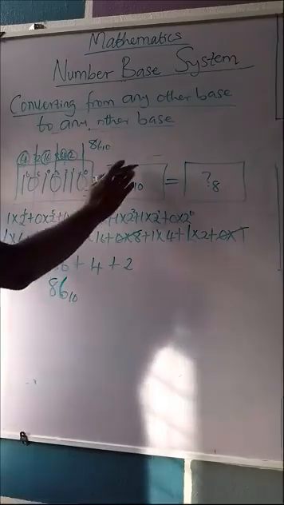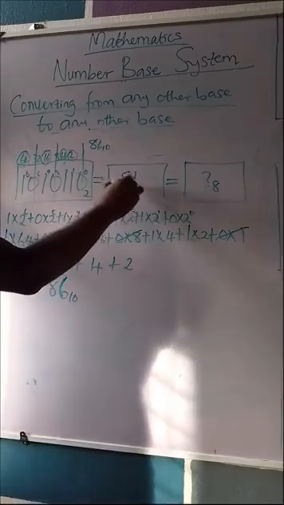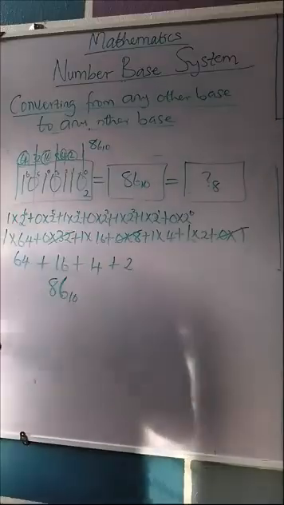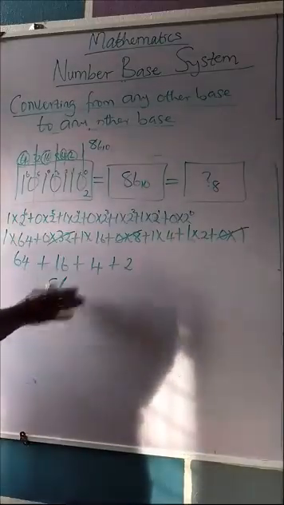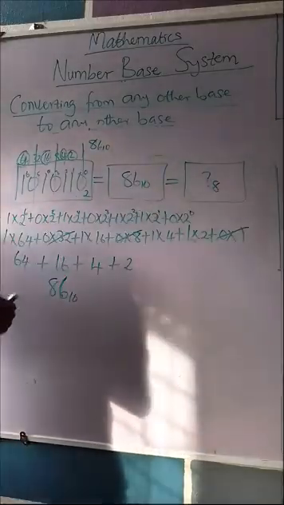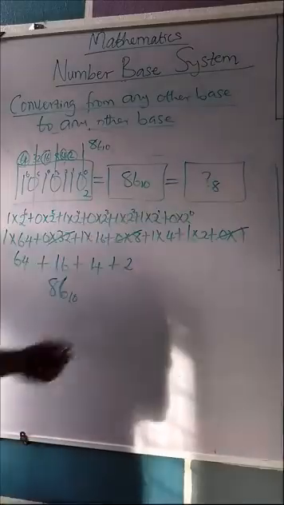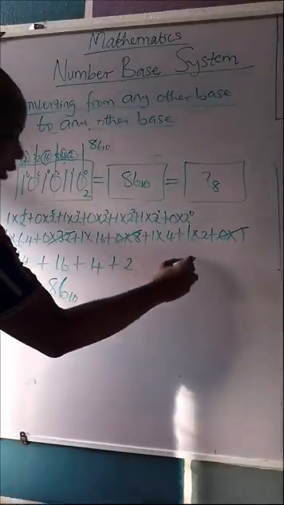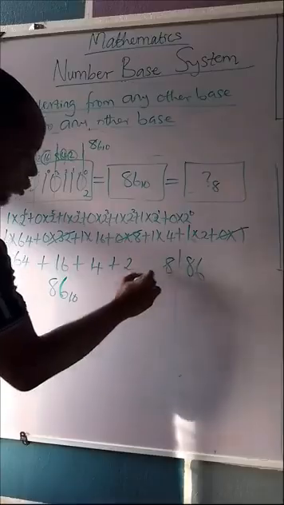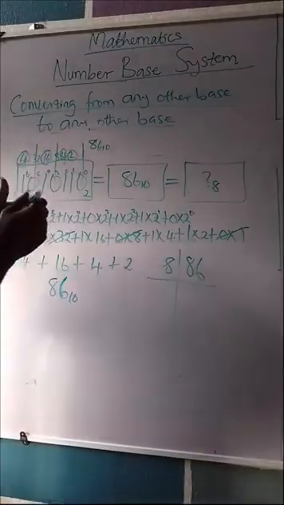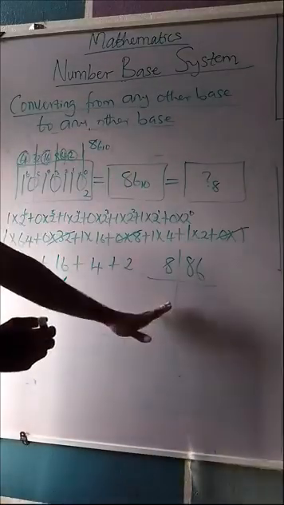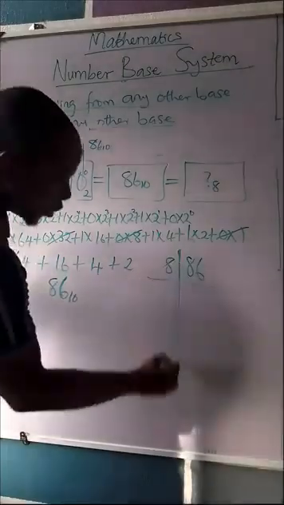Now you convert it. This becomes 86 base 10. Now convert from base 10 to base 8. That's what it means. So now this becomes 86 to base 8. Don't forget, you always use the division method. Whenever you convert from base 10 to any base, use the division method. So the division method stays this way, right?